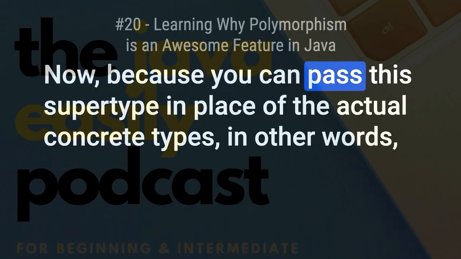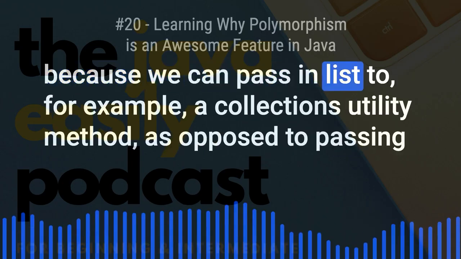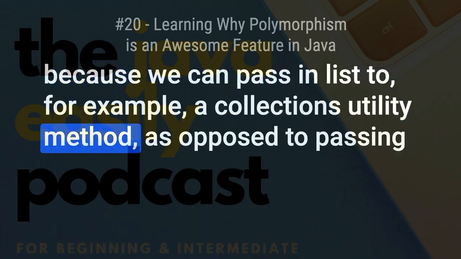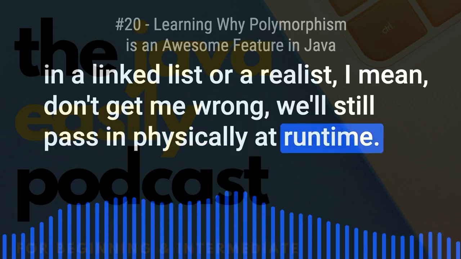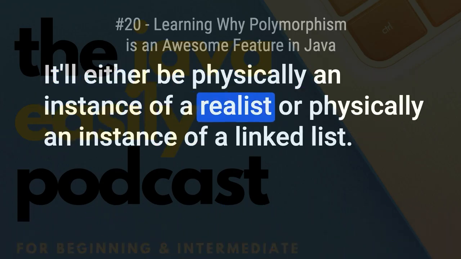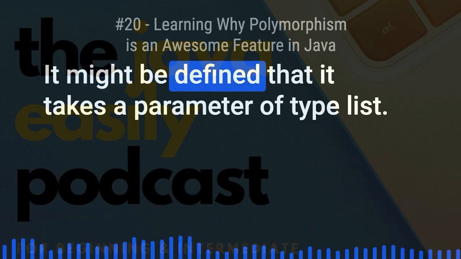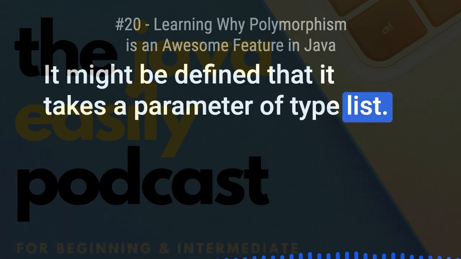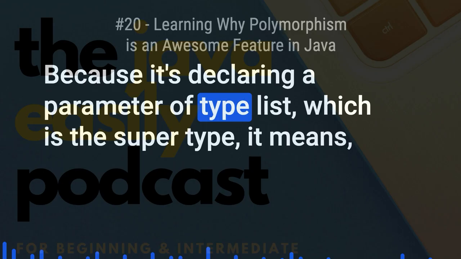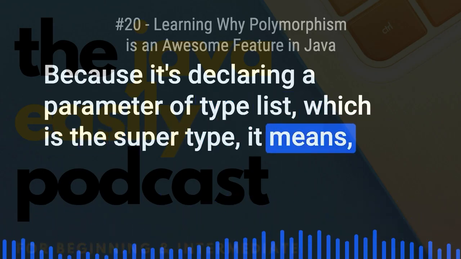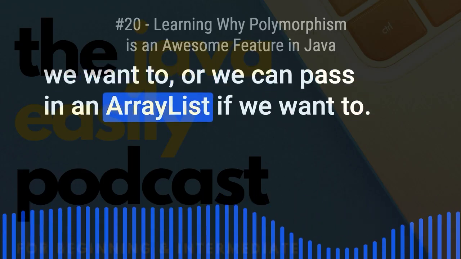Now because you can pass this supertype in place of the actual concrete types, in other words, because we can pass in List to, for example, a collections utility method, as opposed to passing in a LinkedList or an ArrayList, don't get me wrong, we'll still pass in physically at runtime either an instance of an ArrayList or an instance of a LinkedList. But because the method in that collection class might be defined to take a parameter of type List, not of type LinkedList or ArrayList, which is the supertype, it means, and this is the cool part, that we can pass in a LinkedList if we want to, or we can pass in an ArrayList if we want to.